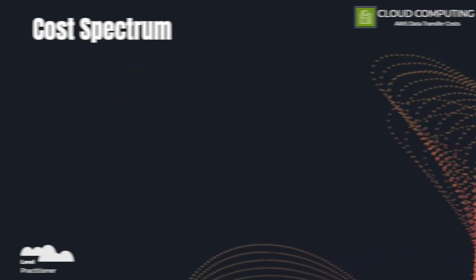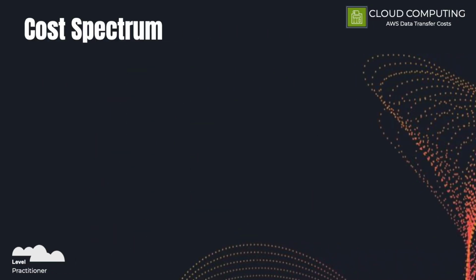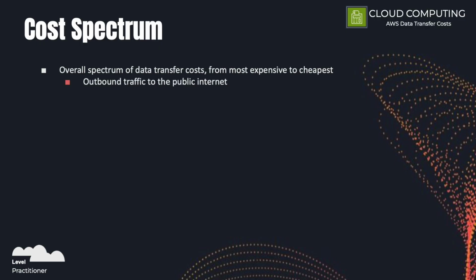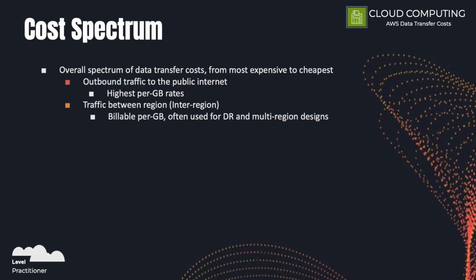Alright, with all of that in mind, let's put it into a simple cost spectrum. Here's the overall spectrum of data transfer cost from most expensive to cheapest. Number one is outbound traffic to the public internet. It has the highest per gigabyte rates. Number two is traffic between regions, inter-region. It is also billable per gigabyte, often used for disaster recovery and multi-region designs.